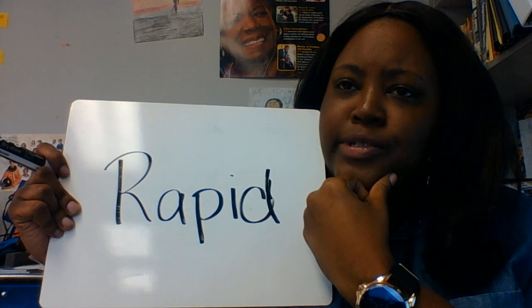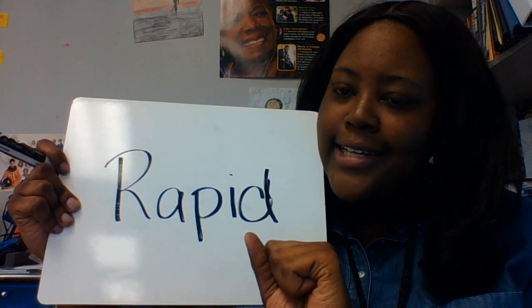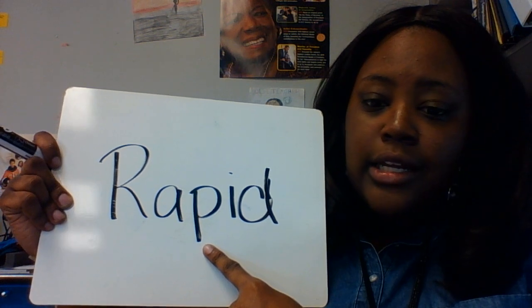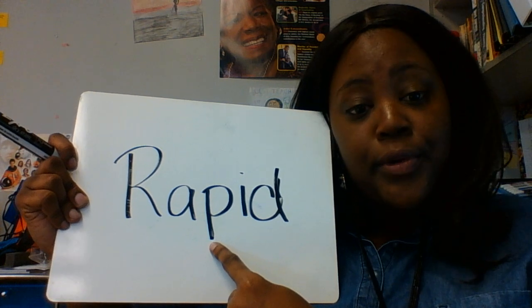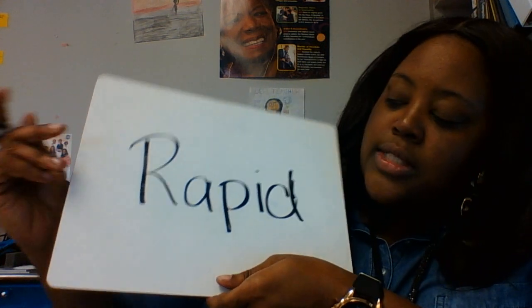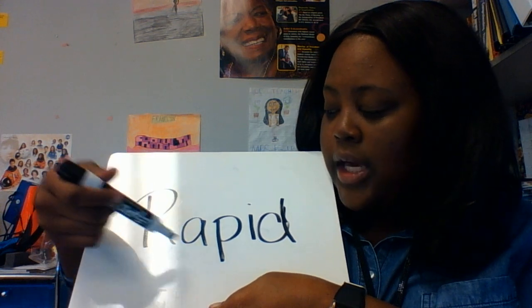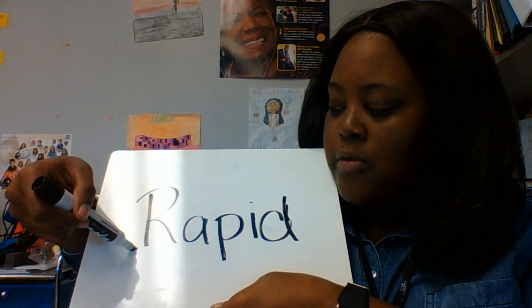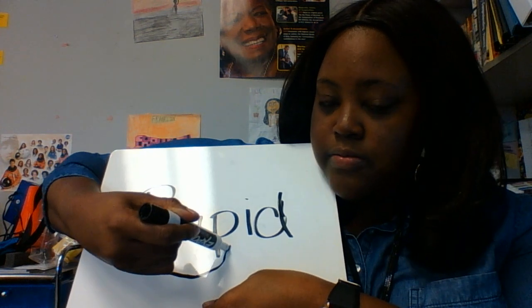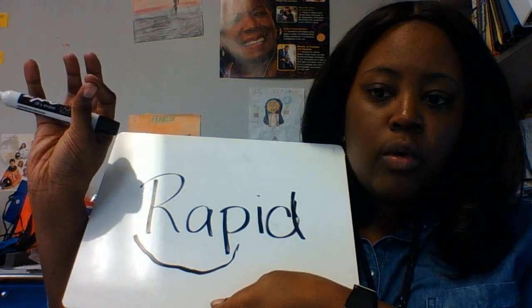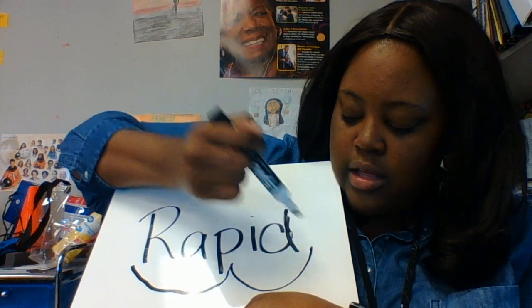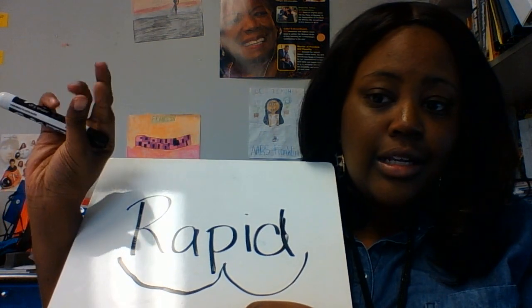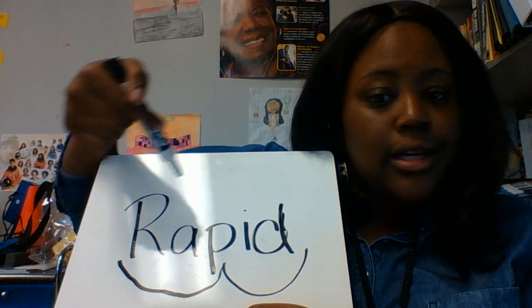So what do the syllable division rules state? When I only have one consonant in between two vowels, this consonant sticks with the first syllable to keep it closed. So when I say that, I mean that this P is going to go with this first syllable, and I just scoop. Rap, rap, rap. And then this I will go with the second syllable, the D. I and D make id. So I have rap, id.